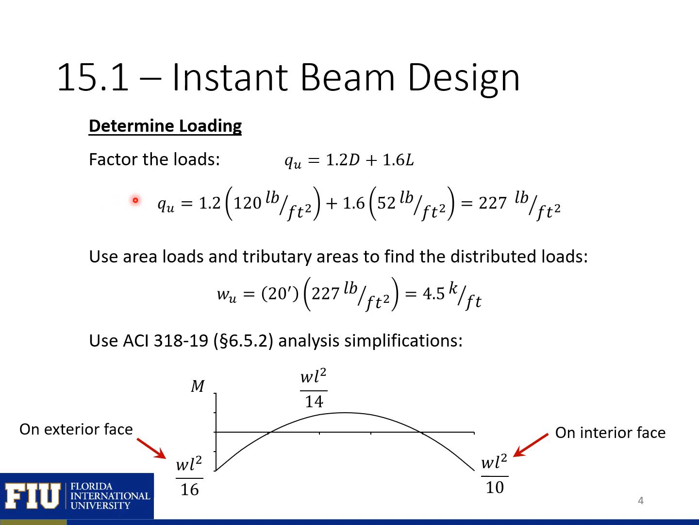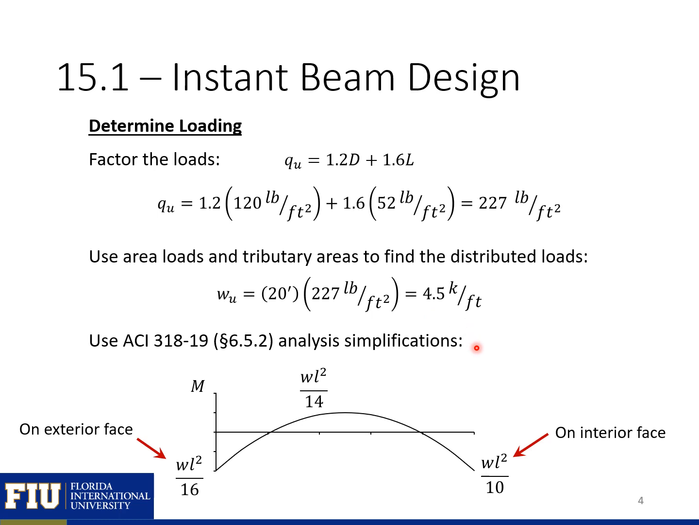We can factor our loads using our typical ACI 318 load combination of 1.2 times the dead load plus 1.6 times the live load to give us our factored surface load of 227 pounds per square foot. And then we can use our tributary area to find our distributed load that will apply to the beam. So we have a 20-foot column spacing, so 20 feet is our tributary area for our beams. So 20 feet times our pressure load gives us a distributed load W sub U of 4.5 kips per foot.